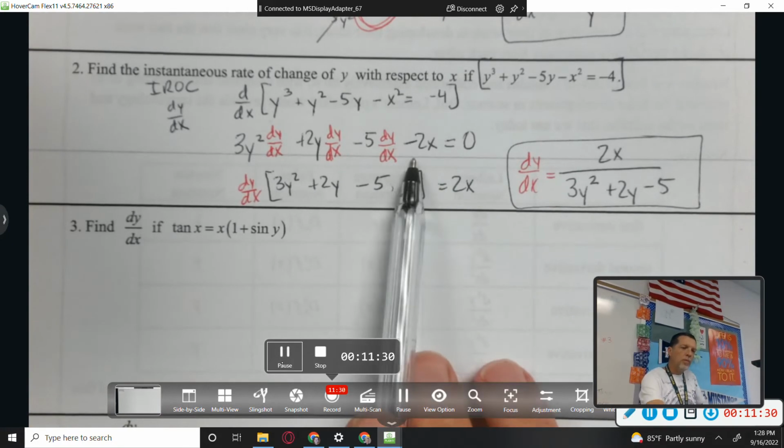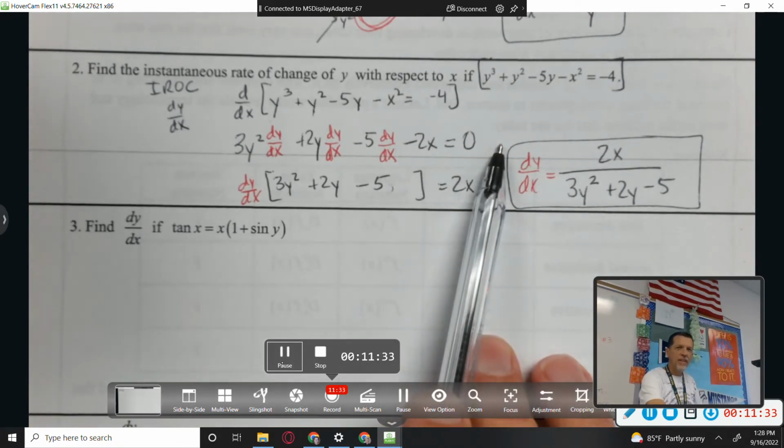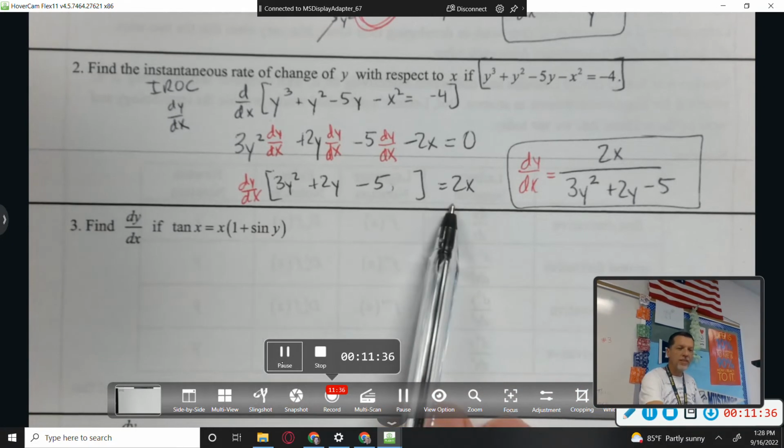So you moved the 2x over, skipped the second step, or you just wrote this? Yeah, I skipped the second step. Yeah, that's fine. Okay, great.